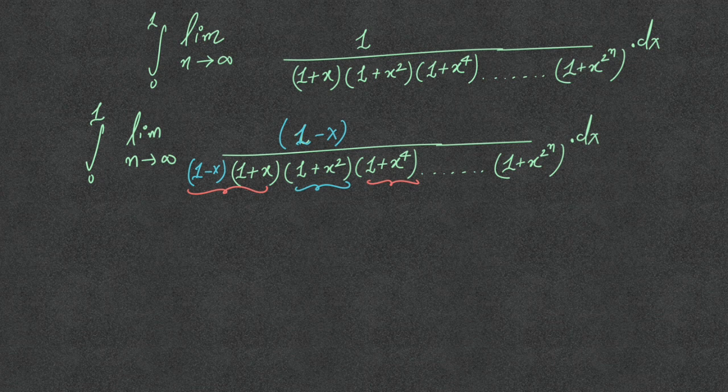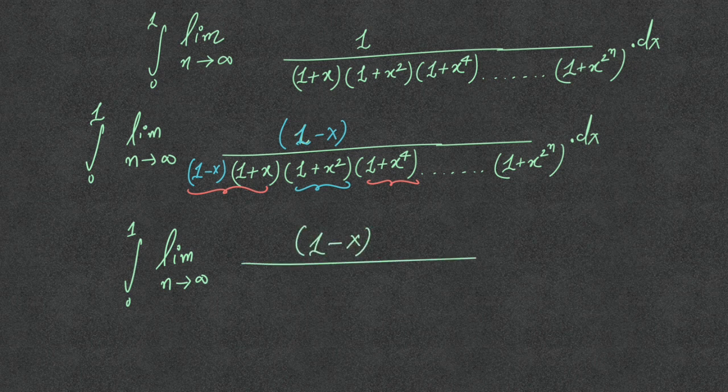continue, and finally we have the integration from 0 to 1, limit n tends to infinity, numerator becomes 1 minus x, whole divided by, this simplifies, and finally we will get 1 minus x to the power 2 raised to power n into 1 plus x to the power 2 raised to power n, because these terms will simplify up to the second last term as 1 minus x to the power 2 raised to power n, and the last term here is as it is.